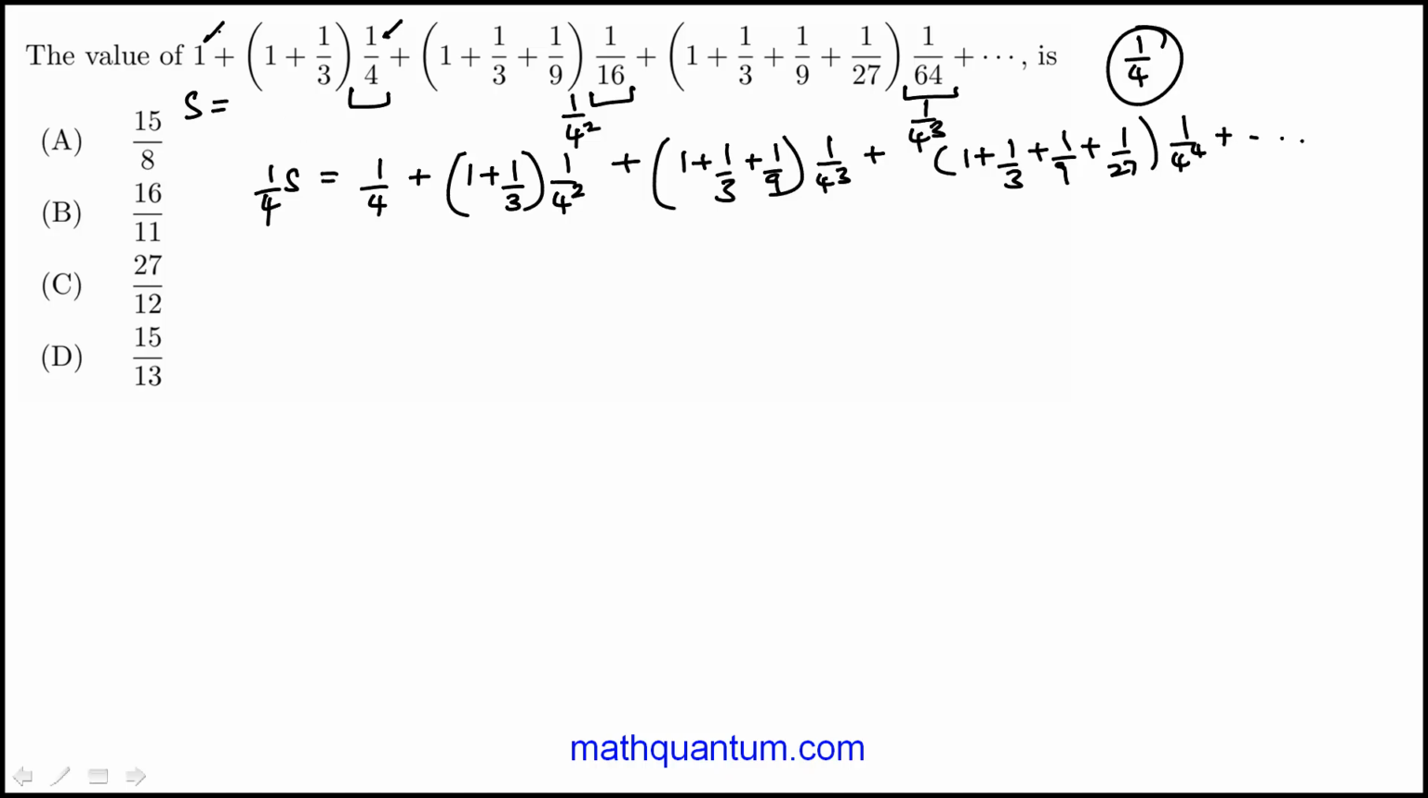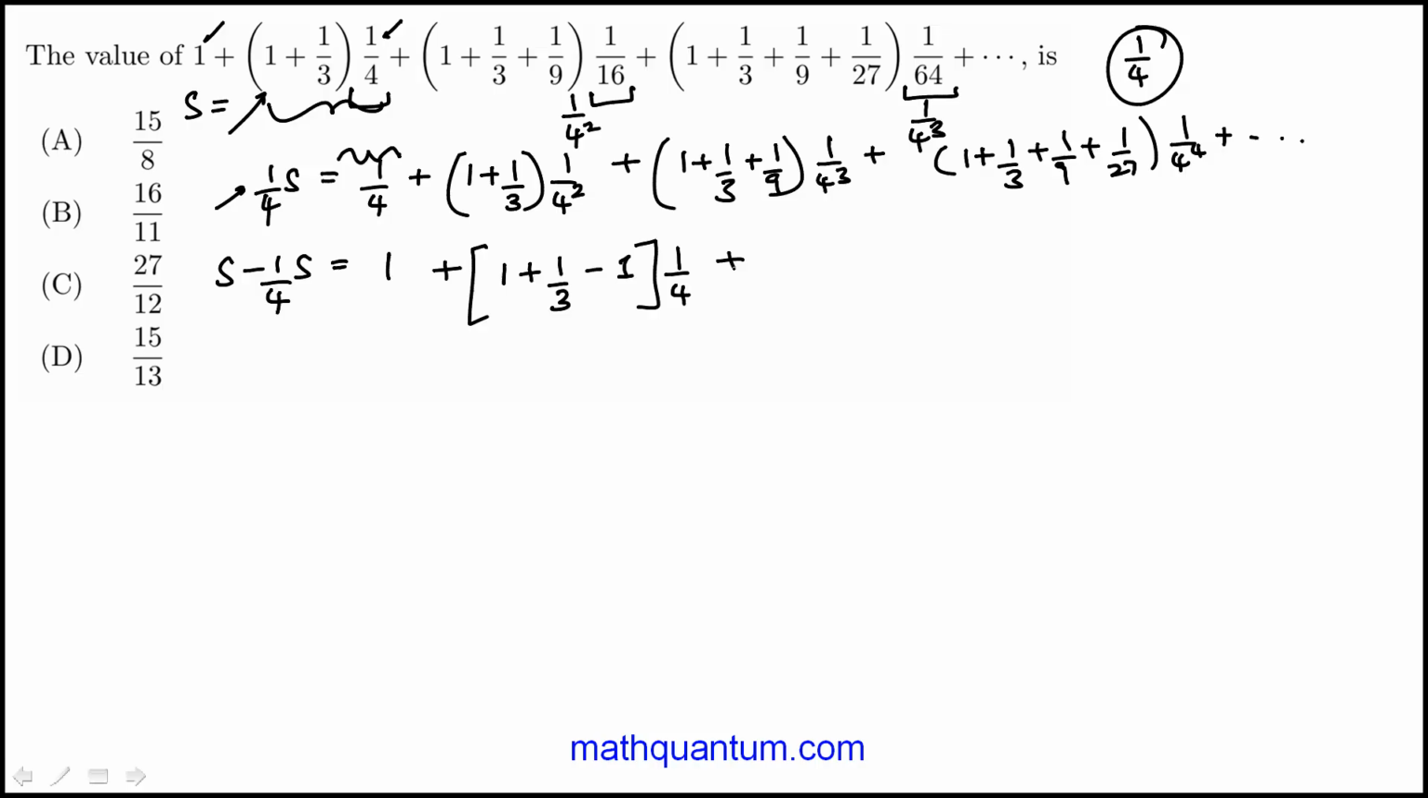And what I'll do is I will subtract the bottom equation from the top. So we'll get s minus 1/4 s, and then 1 plus, and then since these two terms have the same 1/4, I'll factor that out and then subtract. Of course I'll do the same in the exam because I'm trying to save time by not having to write all these terms, but I need to write enough so I can see the pattern.